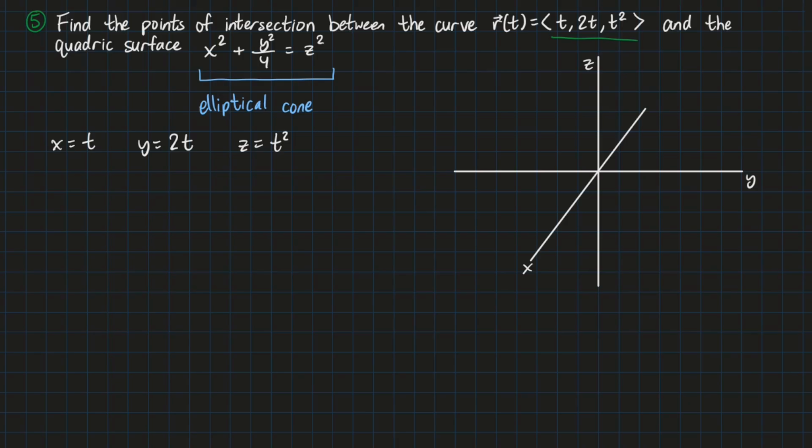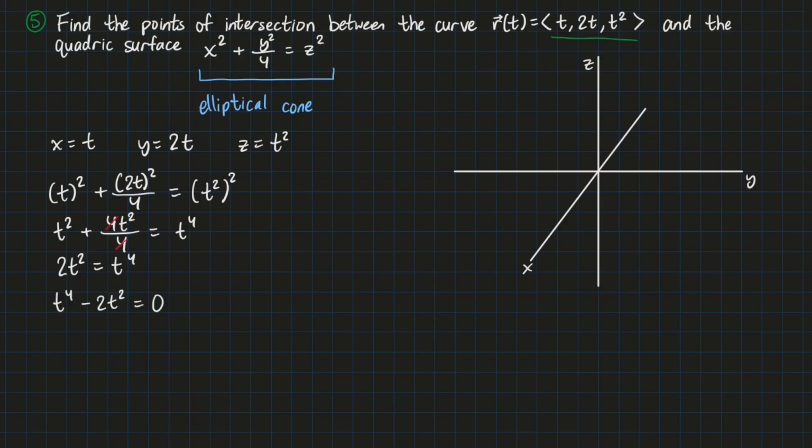So x equals t, so instead of an x squared, we'll have a t squared, plus y equals 2t, so we have 2t squared over 4, and then equals z equals t squared, and z is squared, so we'll also square this. And now we have the quadratic surface expressed in t. And we can simplify. After combining and rearranging some terms, we can get t to the 4th minus 2t squared equals 0. And now we can factor out a t squared and solve for t.